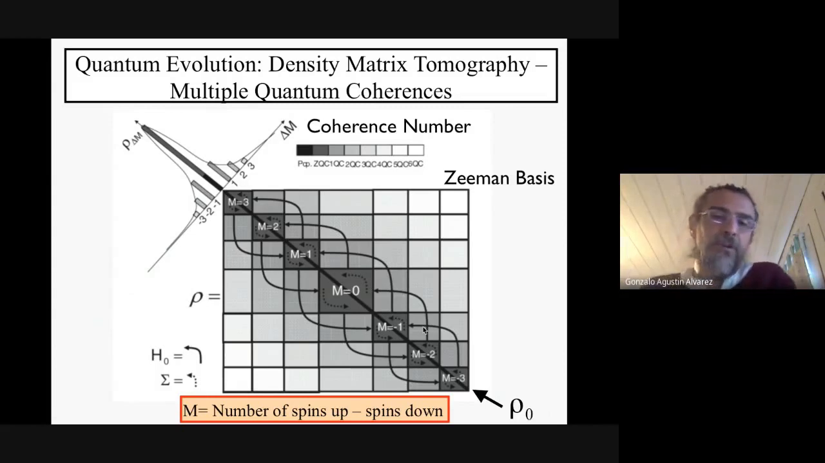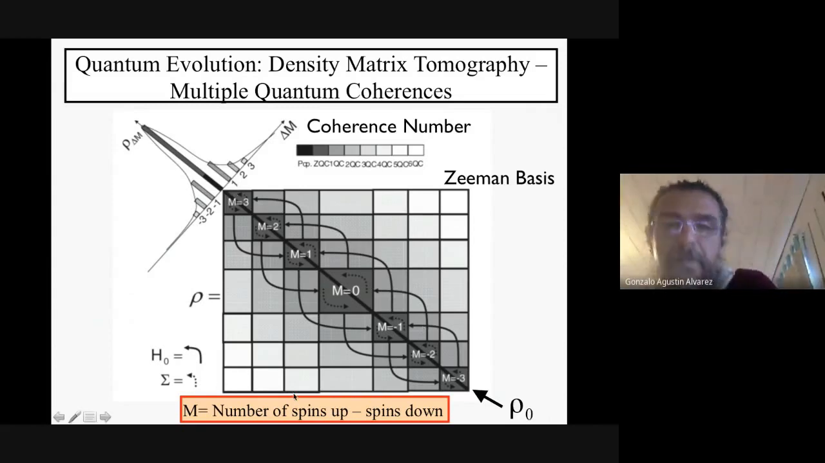But it's a partial tomography because we will not be able to see all the elements of the density matrix. If the system is too big, the number of elements of the density matrix increases exponentially with the system size, so it's impossible to measure all the elements of the density matrix. So what we'll do is measure some specific elements of the density matrix that will tell you information about how many spins were correlated by this propagation of information.